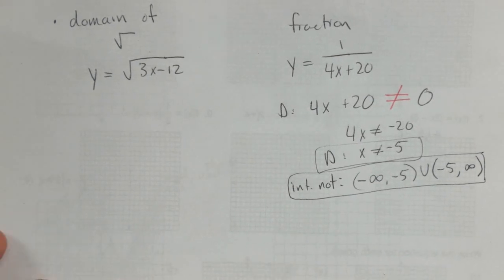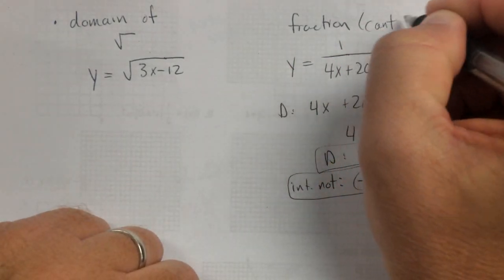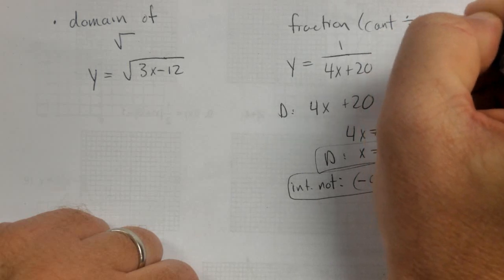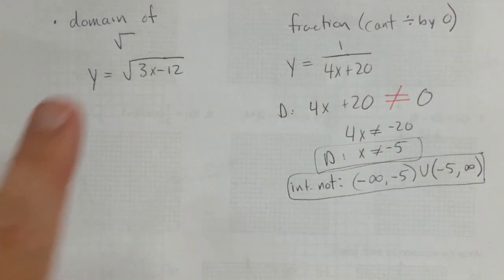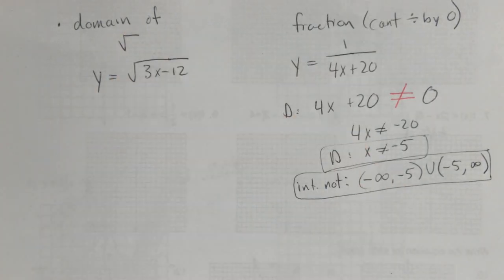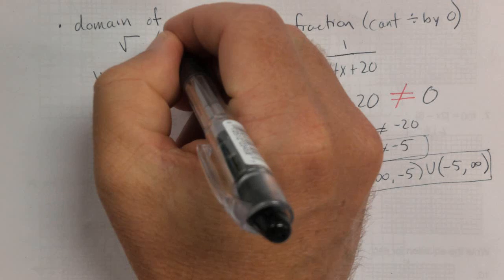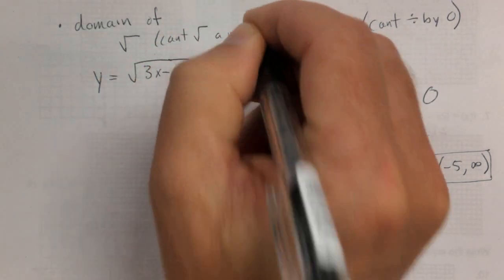Back up one more step. Can't divide by 0. That's the main thing with fractions. What about square roots? What are we concerned with in square roots? What can't you do here? Yeah, can't square root a negative number.